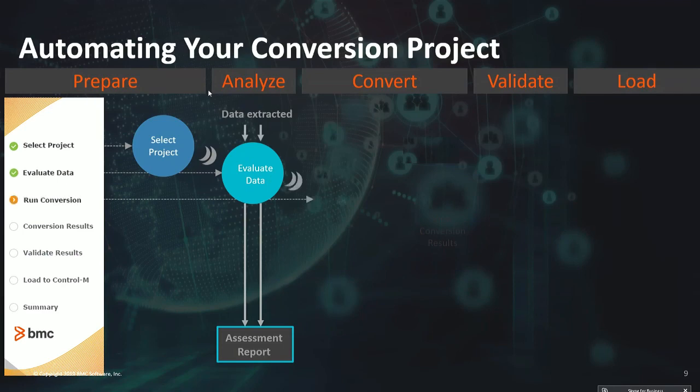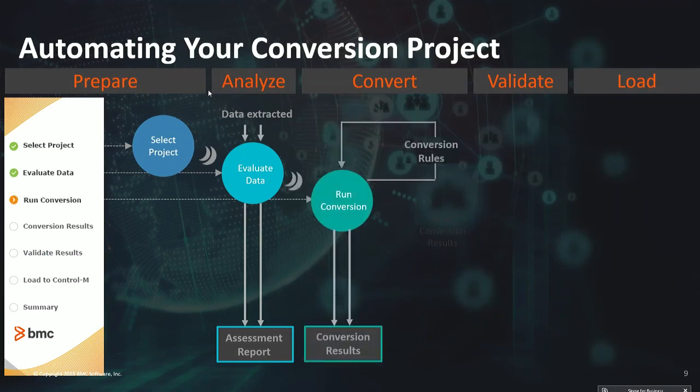Next is the conversion phase. You run the conversion, and Control-M shows you the results with all the details on how much data has been converted successfully and which data may require additional work, manual adjustments. You will get messages in these conversion results that drive you to iterations to refine your conversion until you are satisfied with the results.